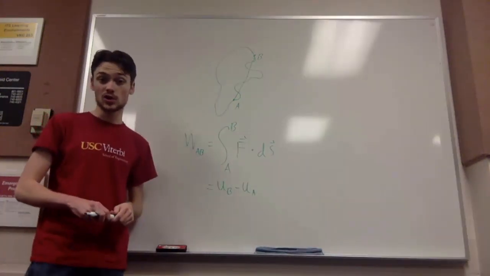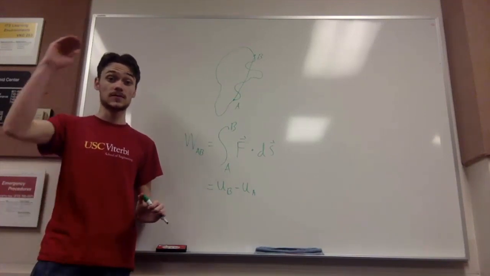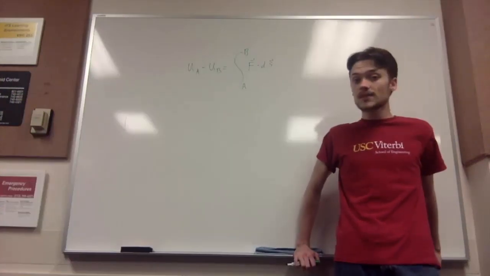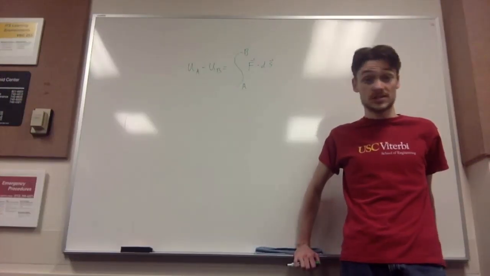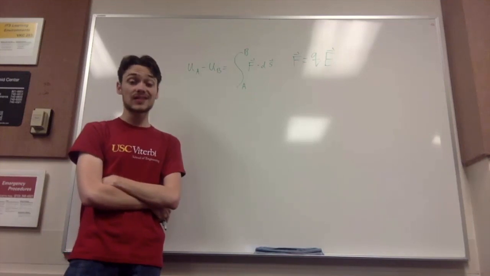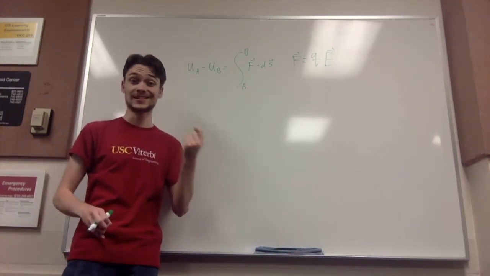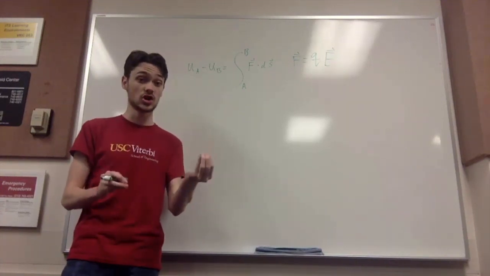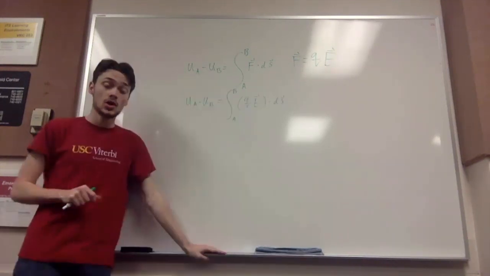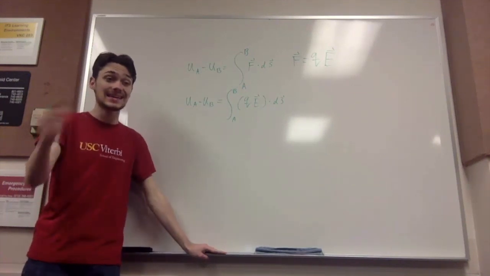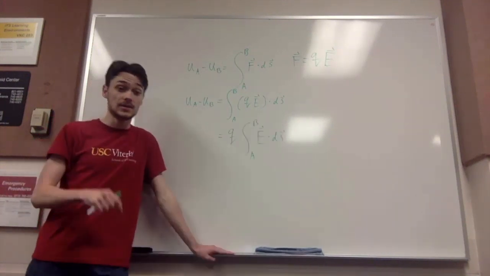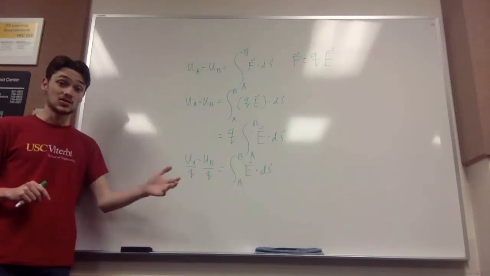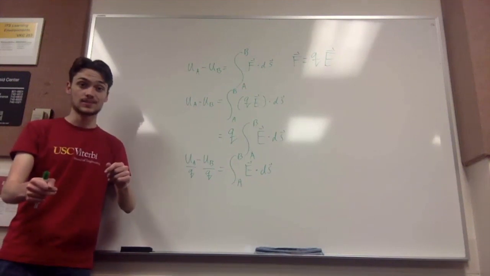We can also write work as delta U, the potential energy from the final position minus the potential energy from the initial position. So let's try and put this in terms of electricity. We recall that the force acting upon a charged particle in an electric field is equal to the product of the particle's charge and the electric field. So we can substitute that back in for F. And because Q is constant, and this is an integral, we can pull it out of the integral. And we can divide both sides by the charge Q.